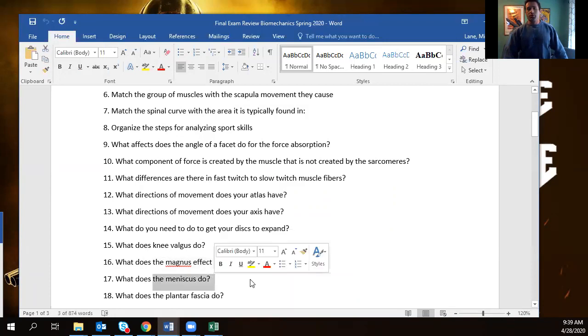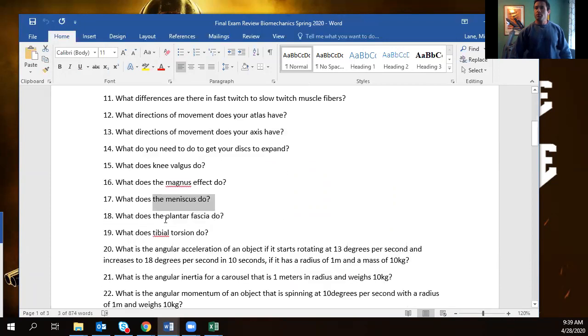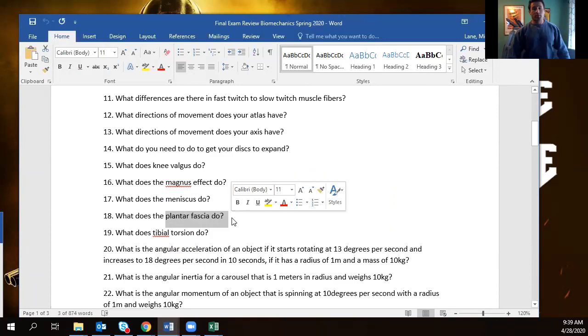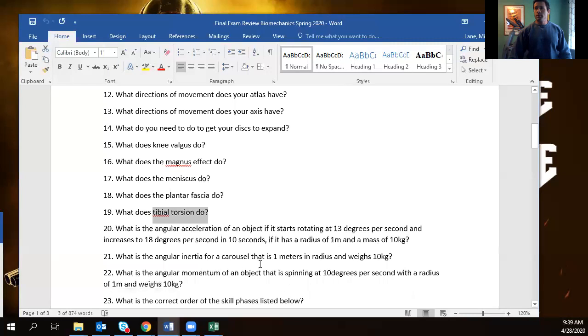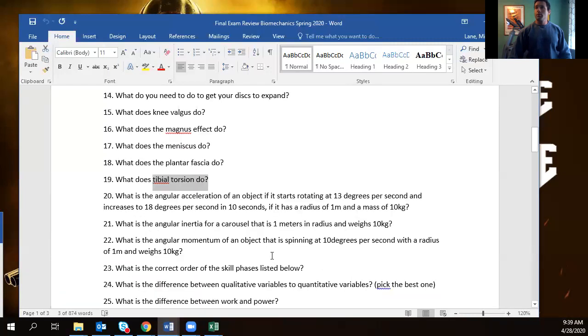Meniscus is increasing the surface contact between your knees, specifically your tibia and femur, and that's going to allow for a little bit more comfort with movement. This is going to be the giant band of connective tissue through the bottom of your foot that's helping with elastic recoil in your foot, which is a good thing, along with it's also going to be giving us a little bit of stability. Tibial torsion is going to be that rotation, just like we can have a little bit of femoral torsion. Then math.